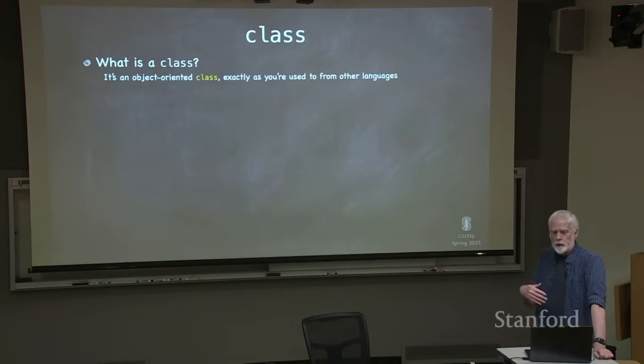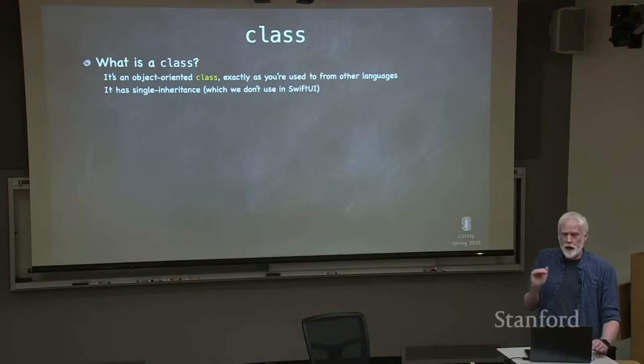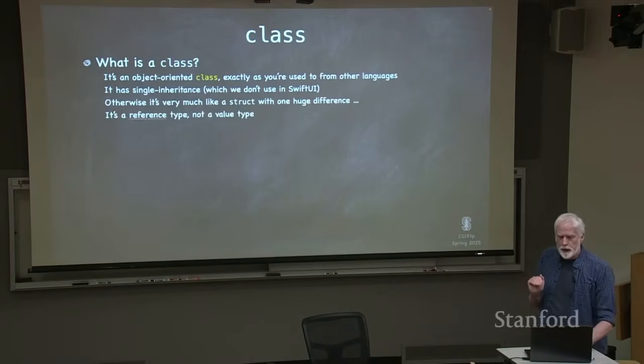And let's talk about classes, right? I told you that this discussion we were going to talk about classes, so here we go. What is a class? It's an object-oriented class, just like from other languages. It has funcs and vars and everything like that. It has single inheritance in Swift, which we don't even use in SwiftUI. SwiftUI does not use the inheritance capabilities of a class. The only thing SwiftUI uses about a class is its reference semantics. That's what we use from a class.